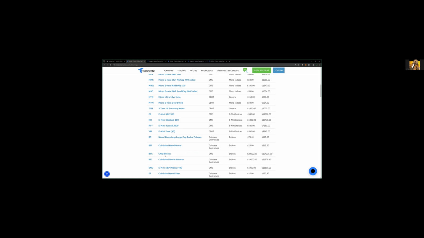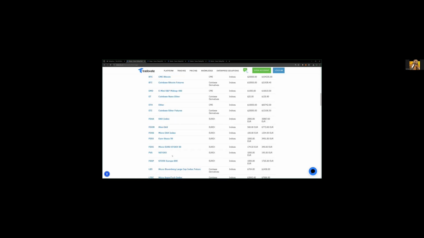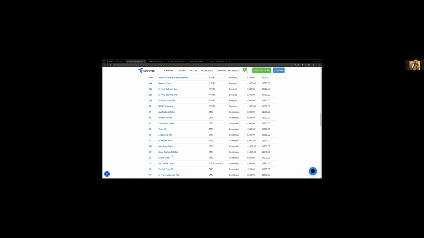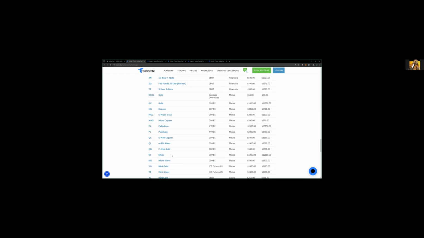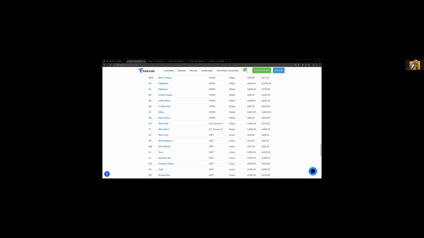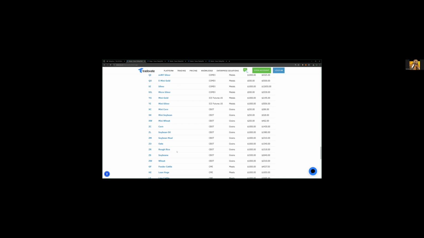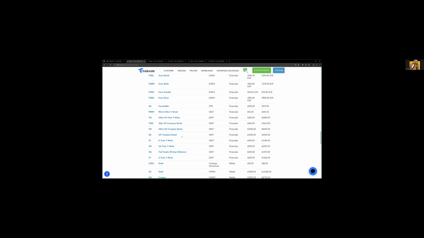There's Coinbase and crypto futures. There are also futures you can trade such as copper, platinum, palladium, gold. So there's tons of different futures. They even go into food, like corn, wheat, soybeans, different commodities. You can almost trade any type of futures here that has to do with agriculture and or markets.